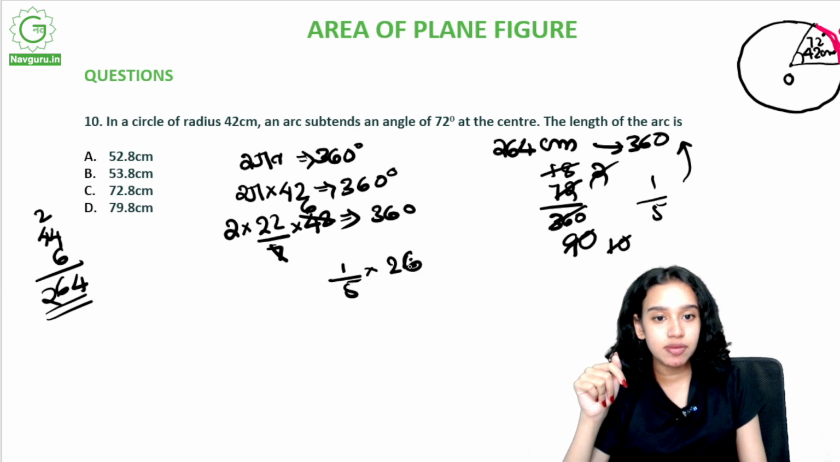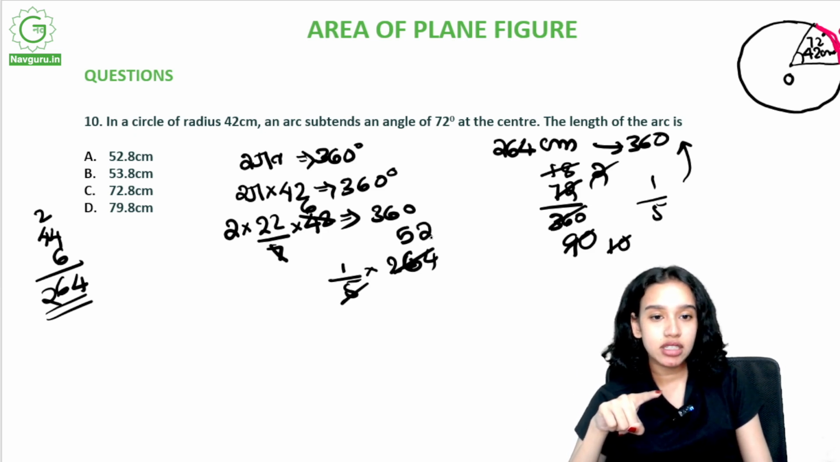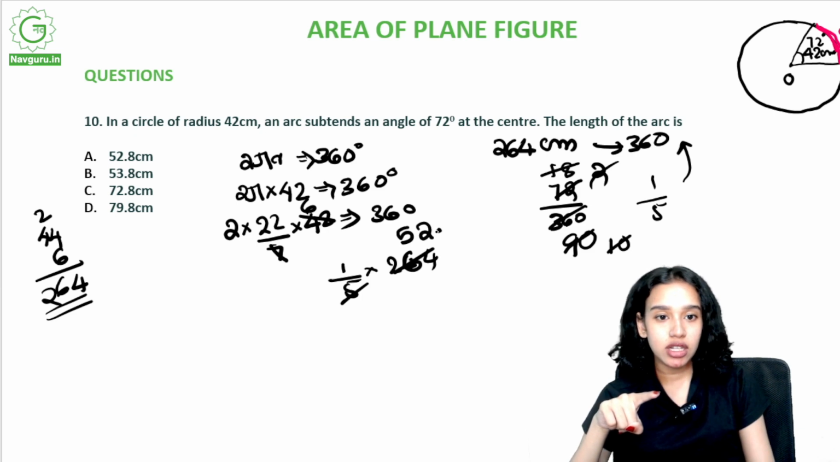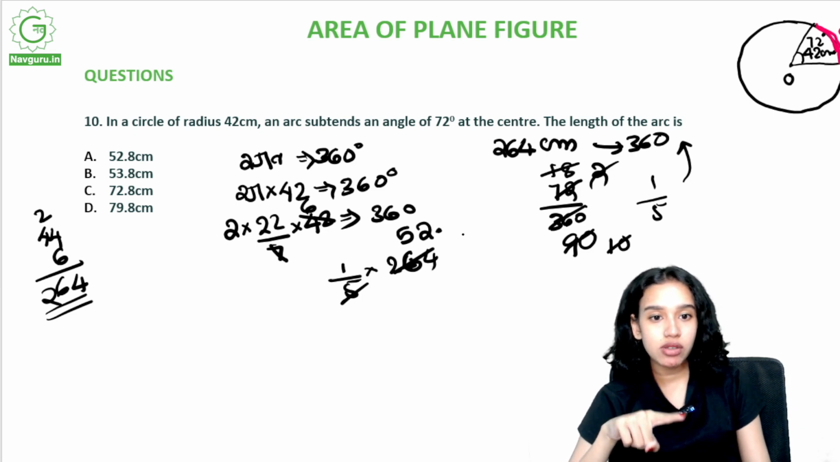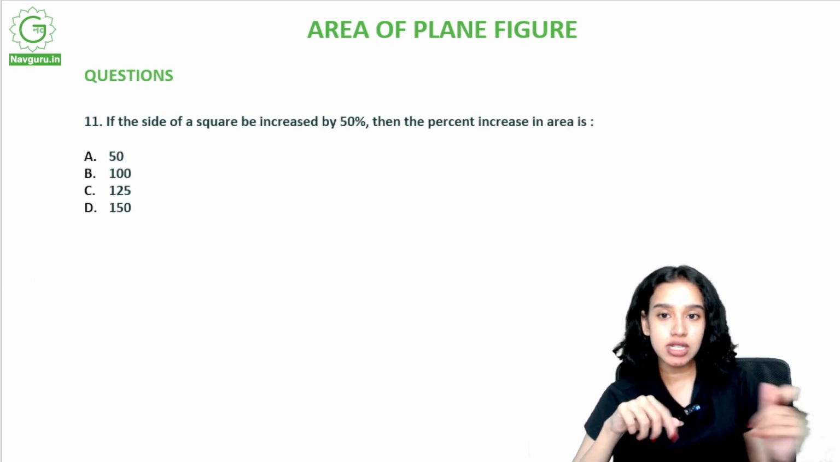264 centimeters? It would be 5 5s are 25 and 1 4. We have 2 5s are 10, 3 5s would be 15. Then 2 5s are 10, we have 4 balance, 40, 8 5s are 40. So 52.8 centimeter would be the answer for this question.